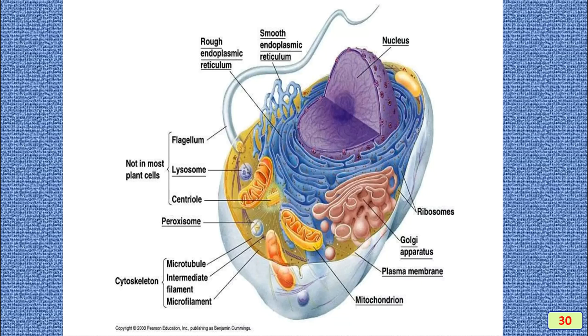The peroxisomes are also present in the cells. Then the cytoskeleton contains the microtubules, intermediate filaments, and microfilaments. The mitochondria is the powerhouse of the cell. Then the plasma membrane is required for holding the structure of a cell. Then the Golgi apparatus and ribosomes are the other things which we have discussed already.